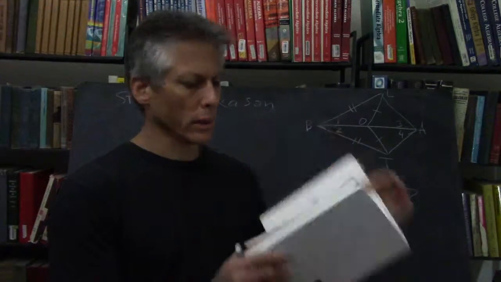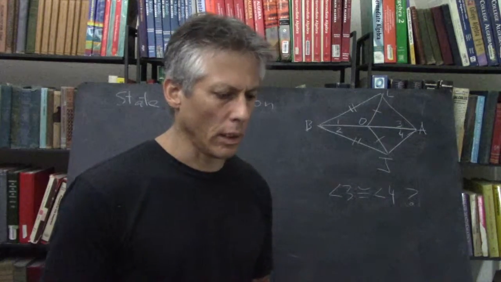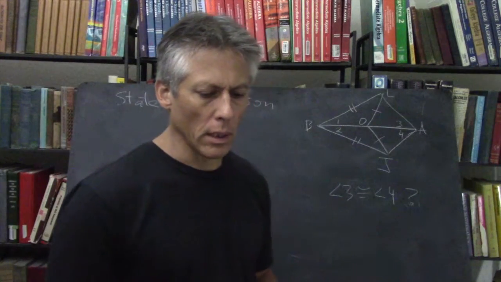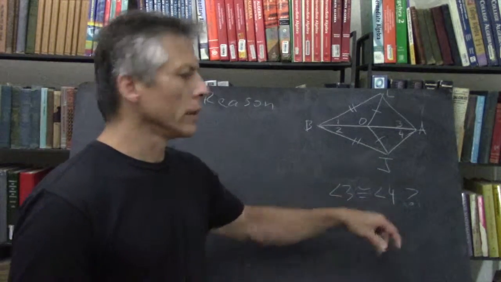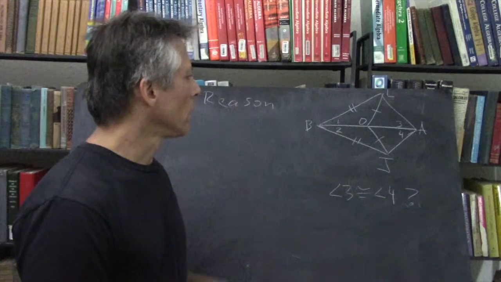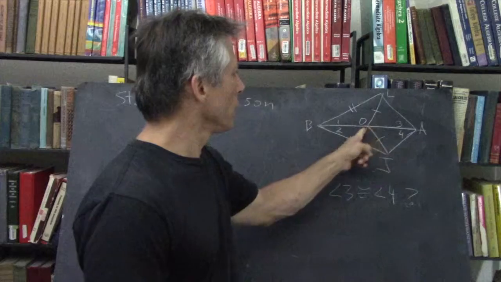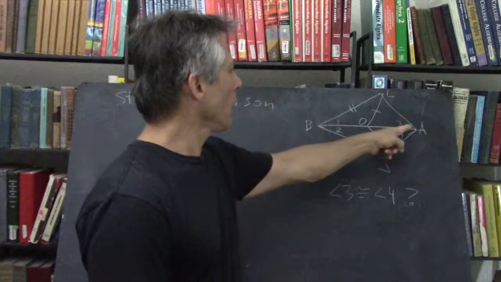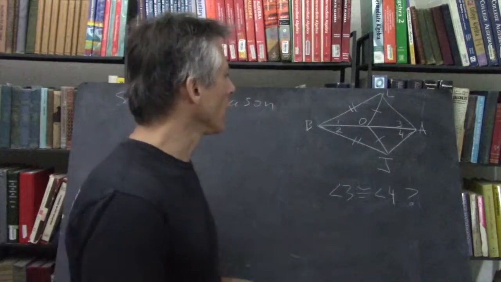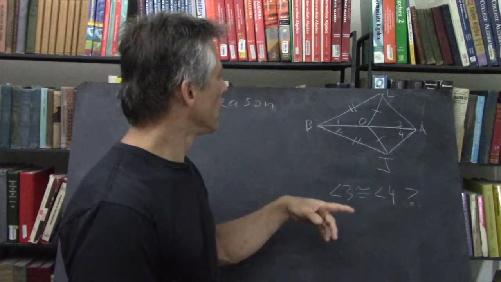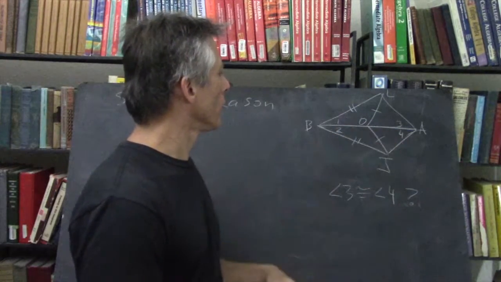In section 4.6, number 3 and 4, classroom exercises, page 148. So, number 3, we have a diagram like this. We're trying to see if angle 3 is congruent to angle 4. Okay. Now notice 3 is part of this little triangle, and it's part of the big one. So we could do either one. Try to figure out a way to do either one to show that 3 is congruent to 4.